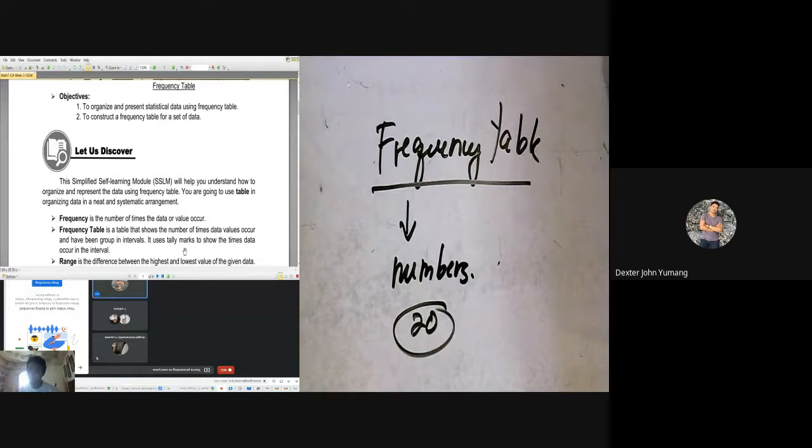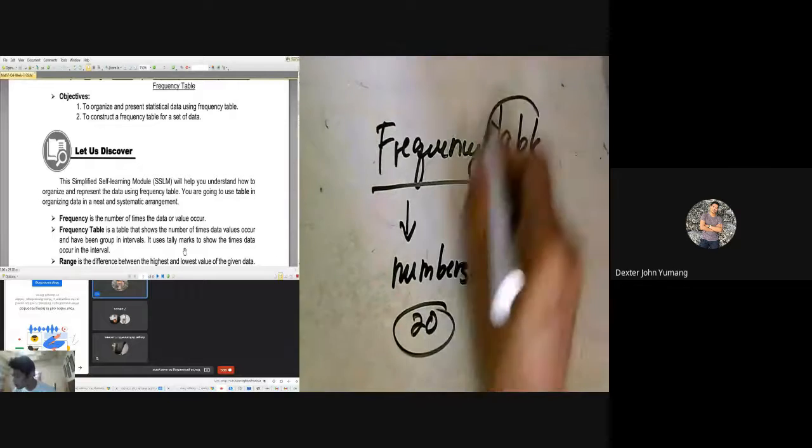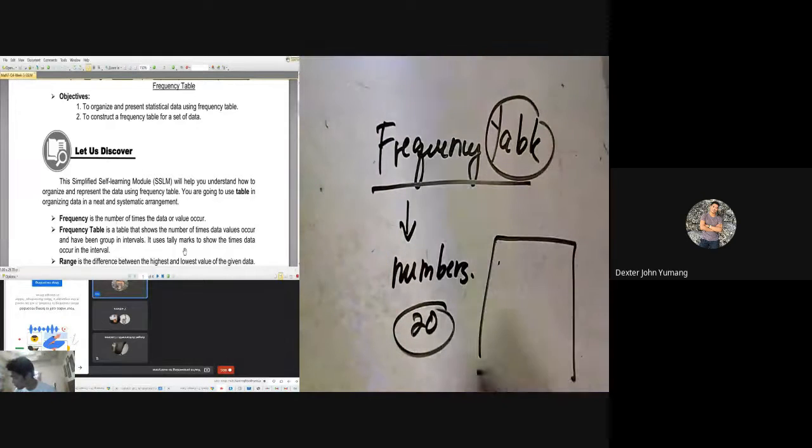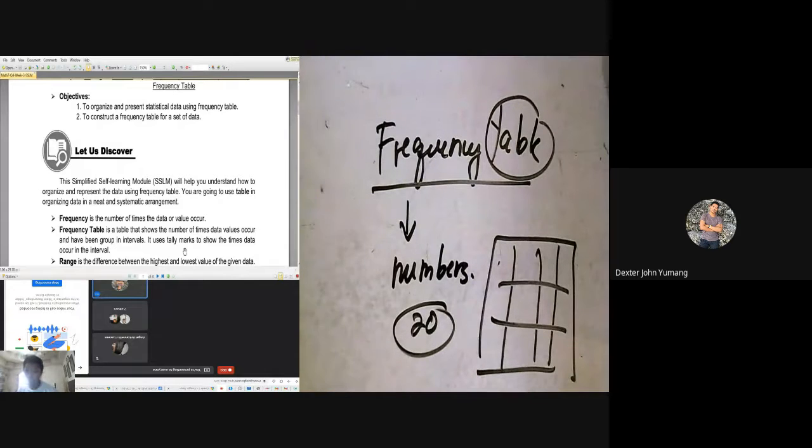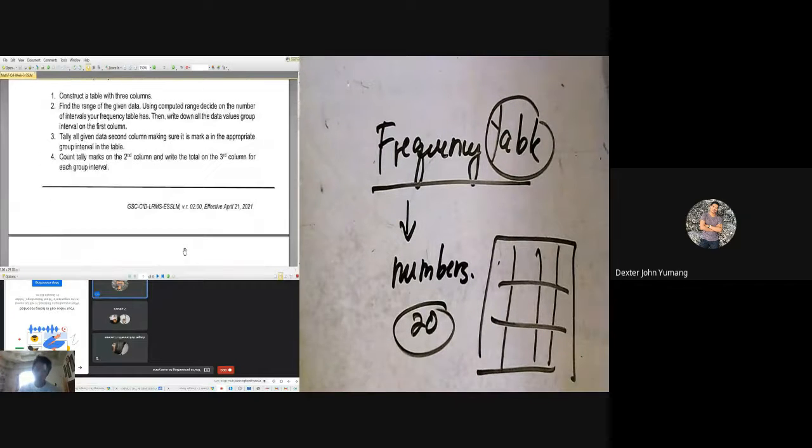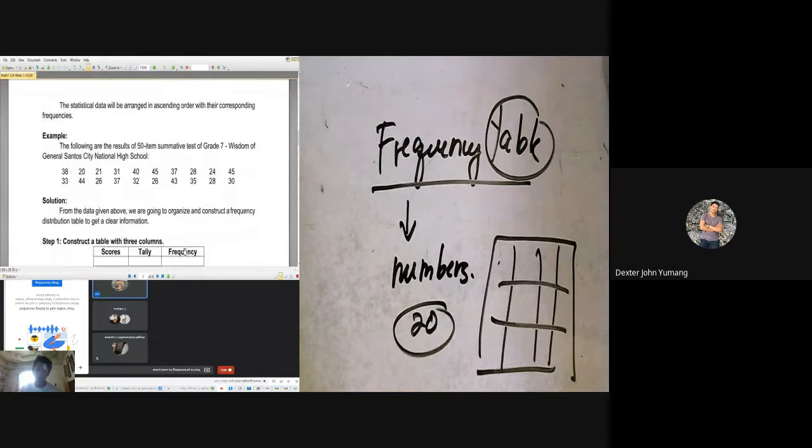Next, frequency table. From the word table, it means we will have what are called rows and columns where we will write the numbers or data. Okay? So, let's go to our example. So, we have the first example.